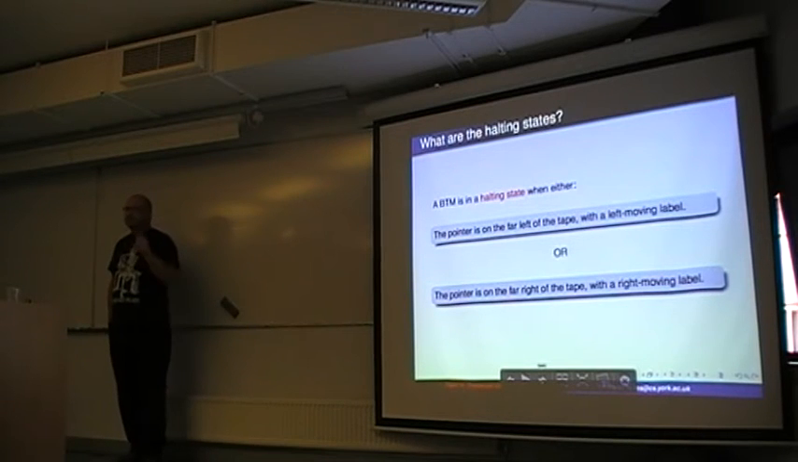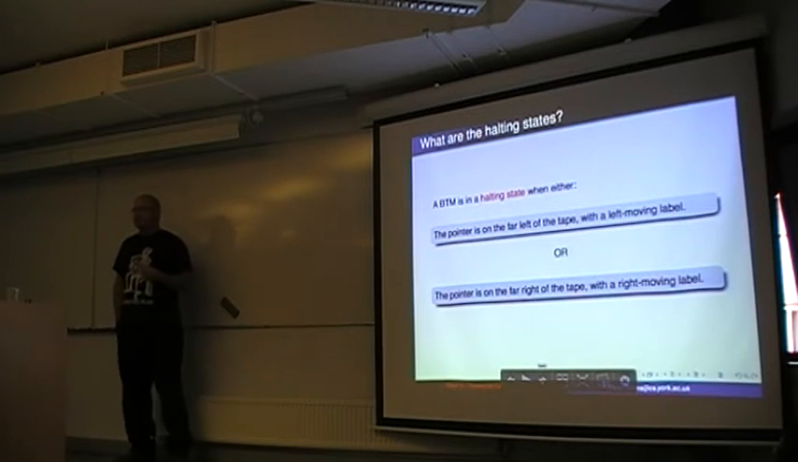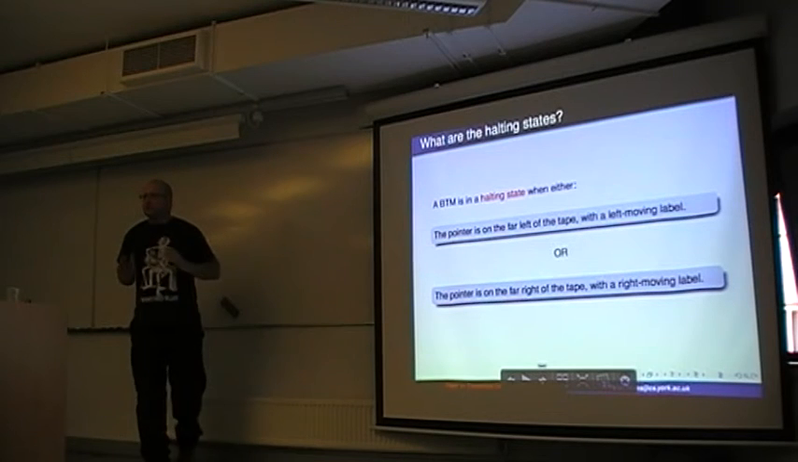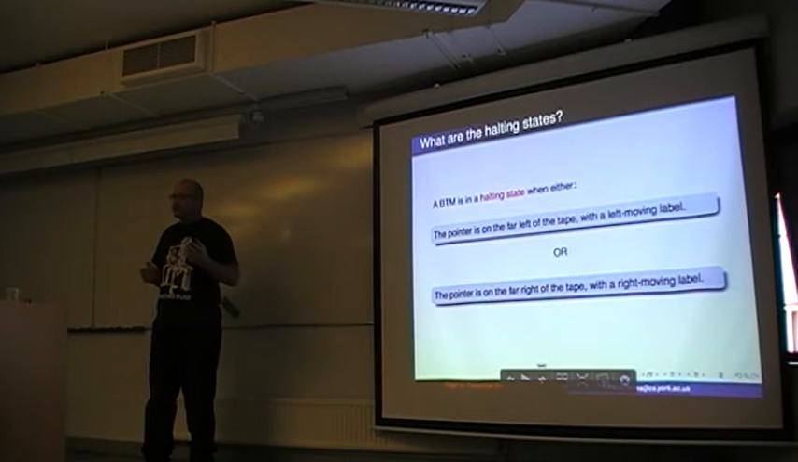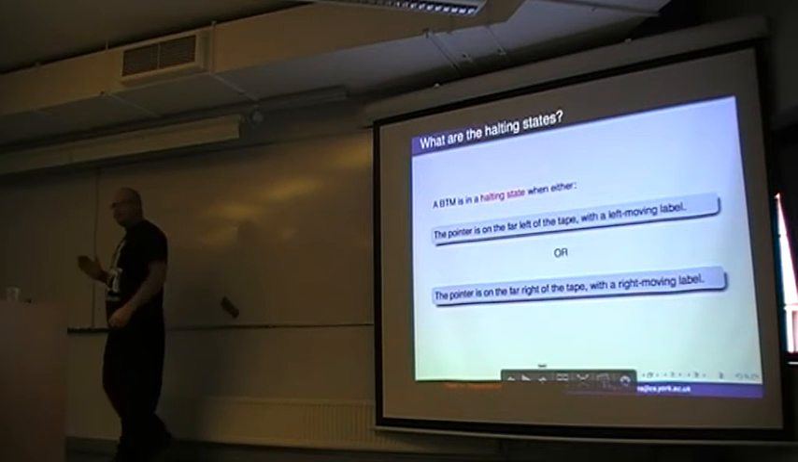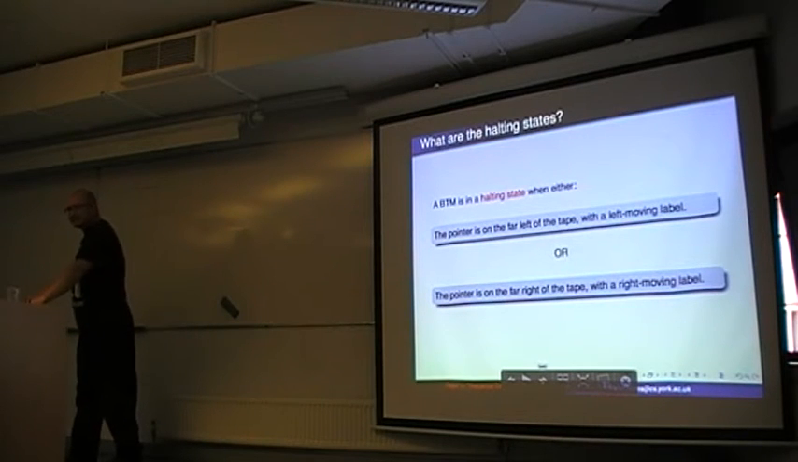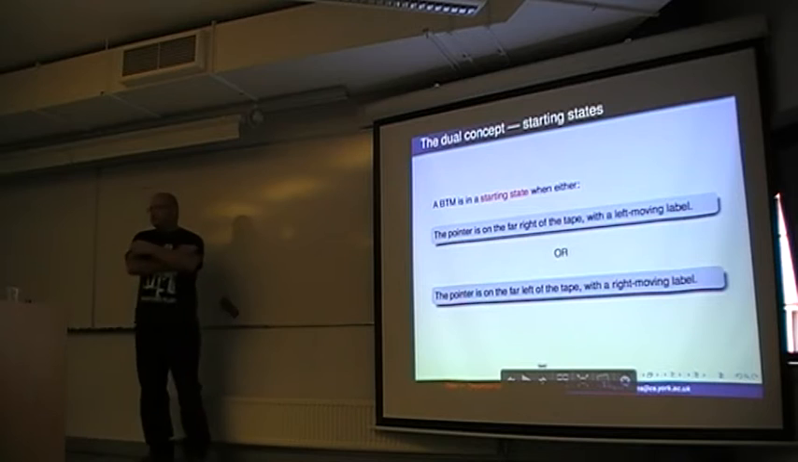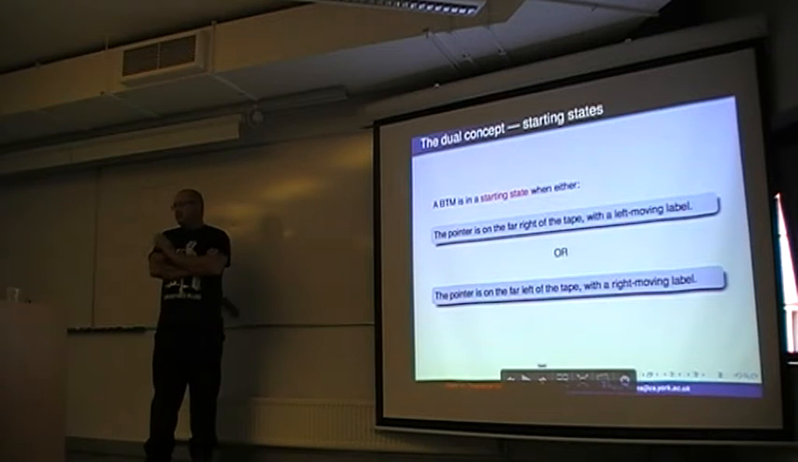Now, we don't need to define halting because we've got a built-in notion of halting. So you stop when you don't know where to go next. If you're on the far left of the tape and you're in a left-moving state, what do you do next? You don't know, that's your halting state. Or alternatively, the same on the right. We've got the dual concept of this. We've got a starting state, which is when there's no possible previous history. So when you're on the far right of the tape with a left-moving label, or vice versa.